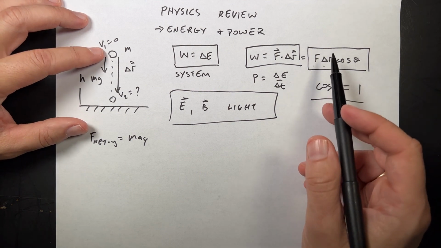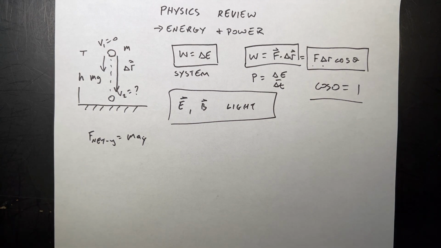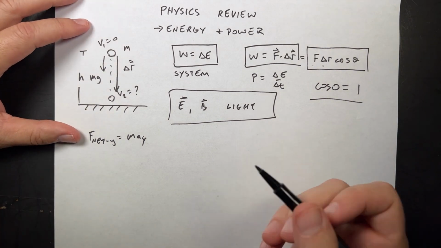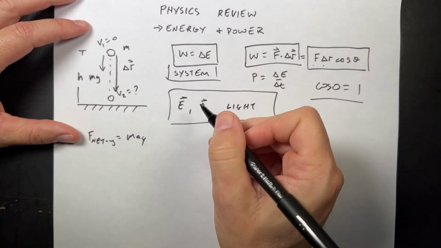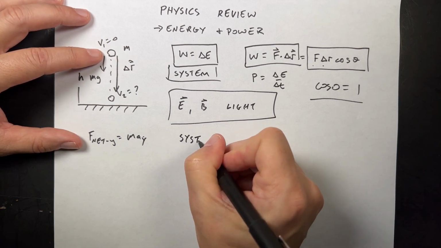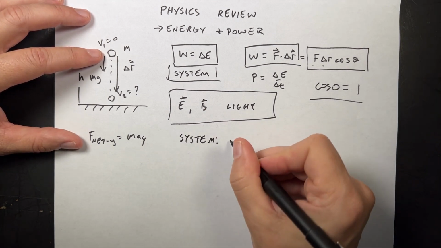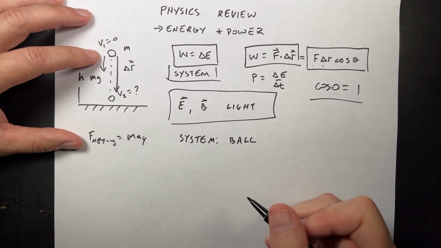So that's work. It's how much force and displacement is done on a system, and it changes the energy. Now, what about energy? Well, the kinds of energy depend on our system. So let's just look at this case. If I have the system of the ball, just the ball, not the Earth, then I'm going to have the work done on the system.